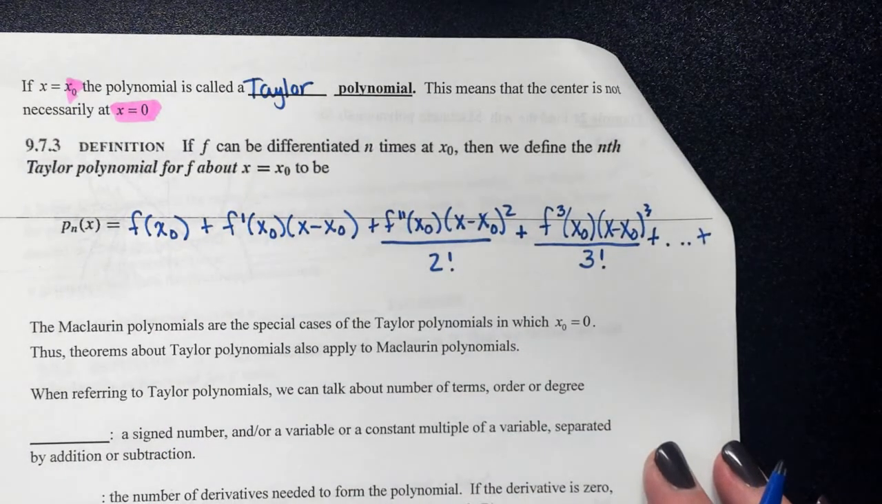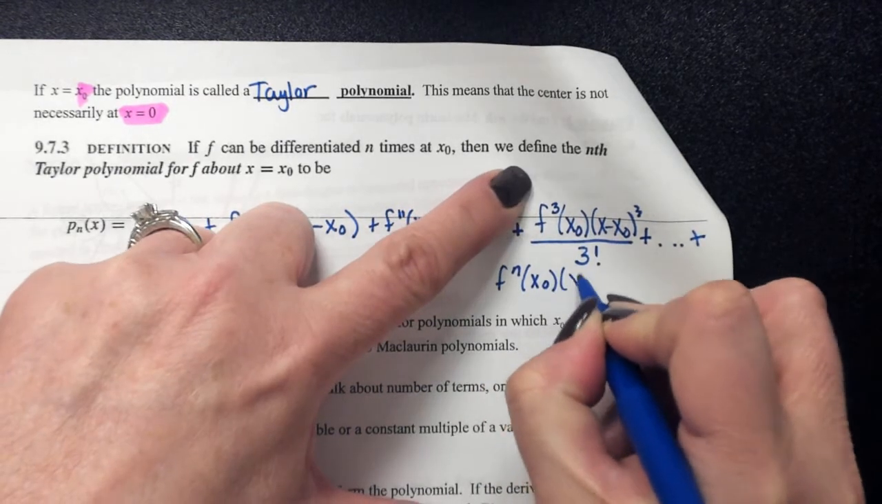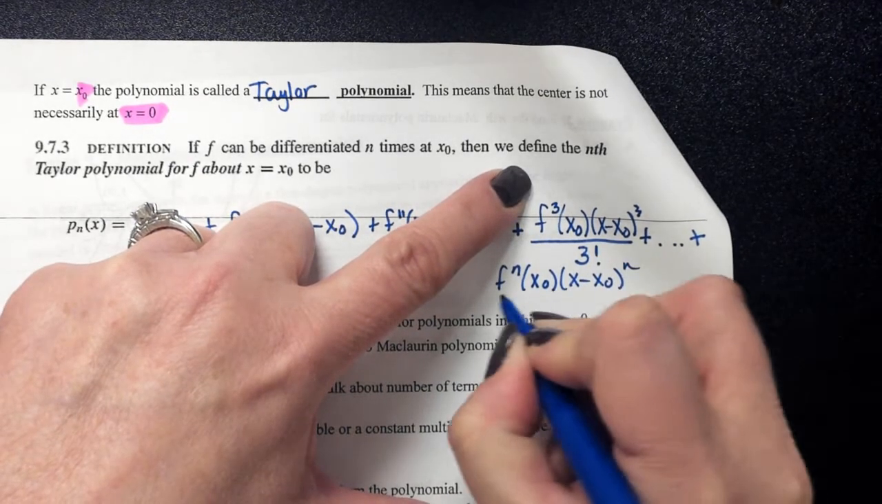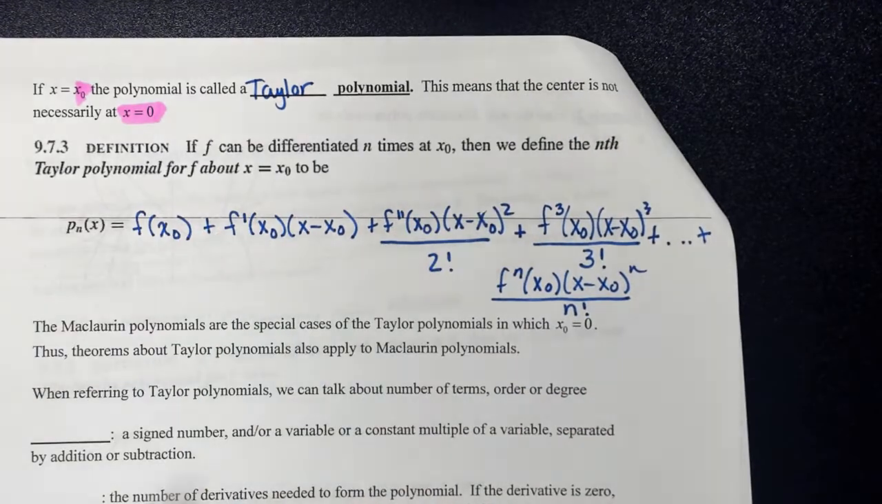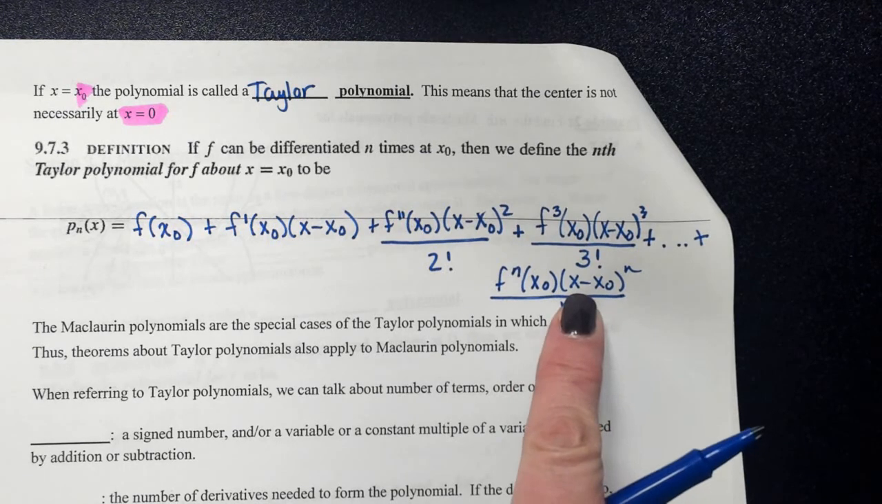And a lot of times they're going to ask you for the nth polynomial, which means you have to write the general term. So this would be that plus f to the n of x sub 0 times x minus x sub 0 to the n all over n factorial. Sometimes they'll tell you exactly how many terms they want. Sometimes they'll want you to generate the Maclaurin or Taylor polynomial out to the nth term. That means you're going to end with that general formula. That's the formula that we will use to generate each term in that particular polynomial.